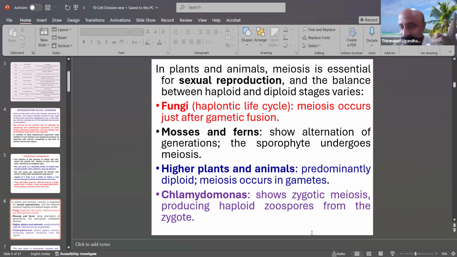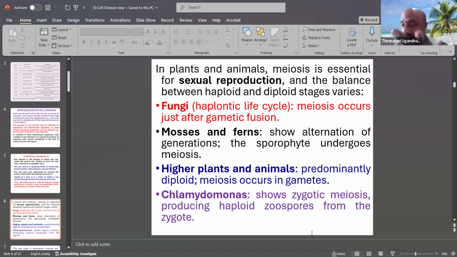That is also of two types: haplontic life cycle, diplontic life cycle, and haplodiplontic life cycle. Mosses and ferns show alternation of generation. The sporophyte undergoes meiosis. The sporophyte phase and gametophyte phase are alternate to each other.